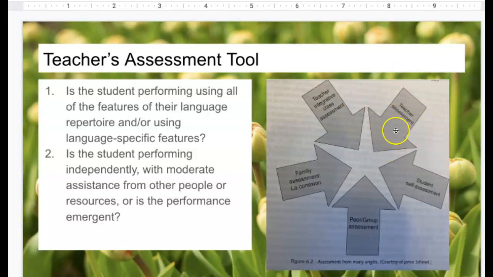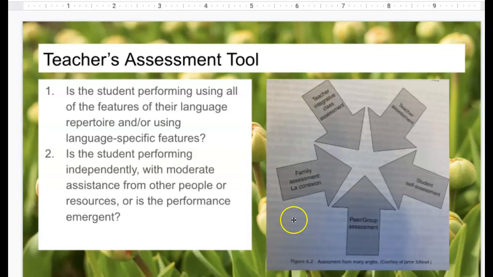Maybe here you have a teacher assessment where it might be something a little bit more formal. That might be one part of the overall assessment. You have student self-assessment. Let the students assess themselves and assess each other through peer and group assessment. Groupings are really powerful ways to let students show what they know and assess each other.